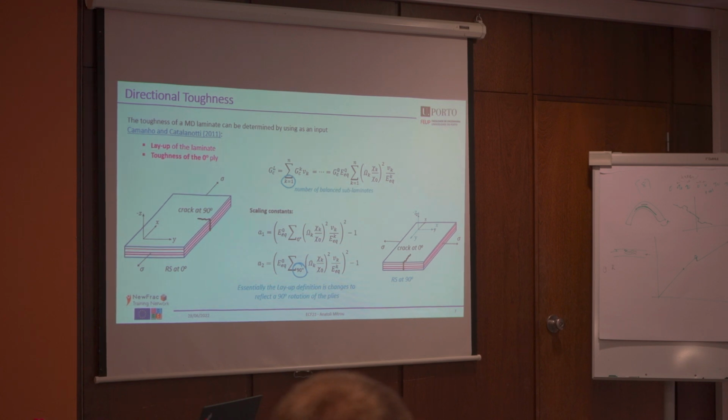And the method only requires the layup and the toughness of the 0 degree plies as an input, and then you can end up having your scaling constants as a function of only the layup and the toughness of the 0 degree lamina. And for both directions, it's easy to calculate it. You just assume a rotation in your reference frame that you're applying the equations on. And in the rotated reference frame, you can get the other direction, assuming you do not violate the main constraint, which is that you have balance of laminates in your layout.